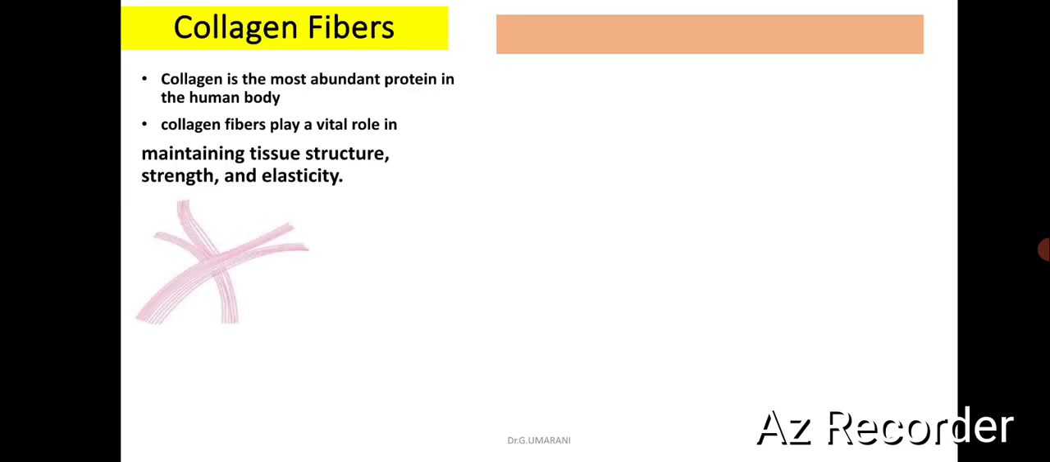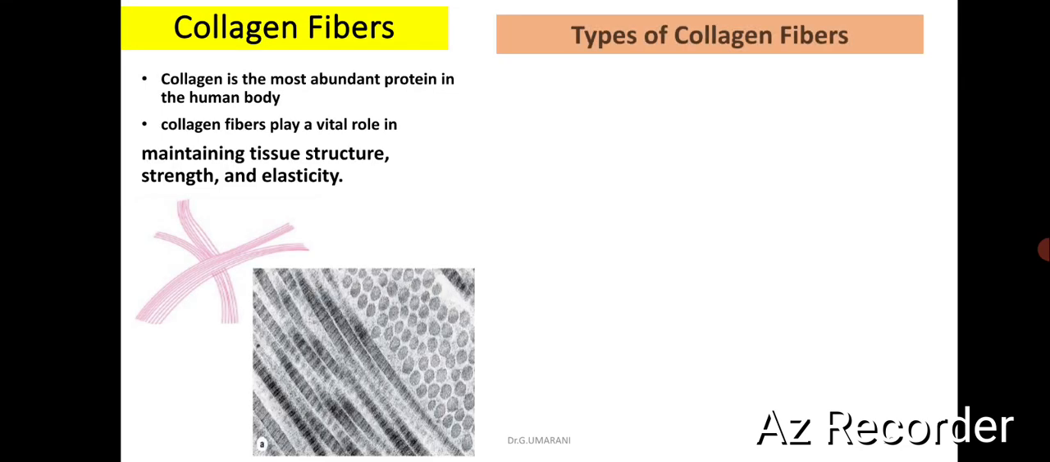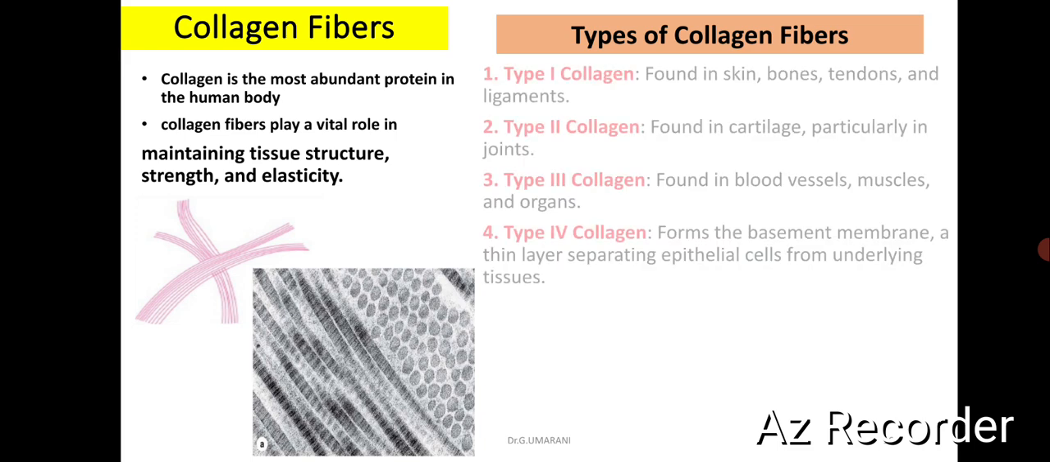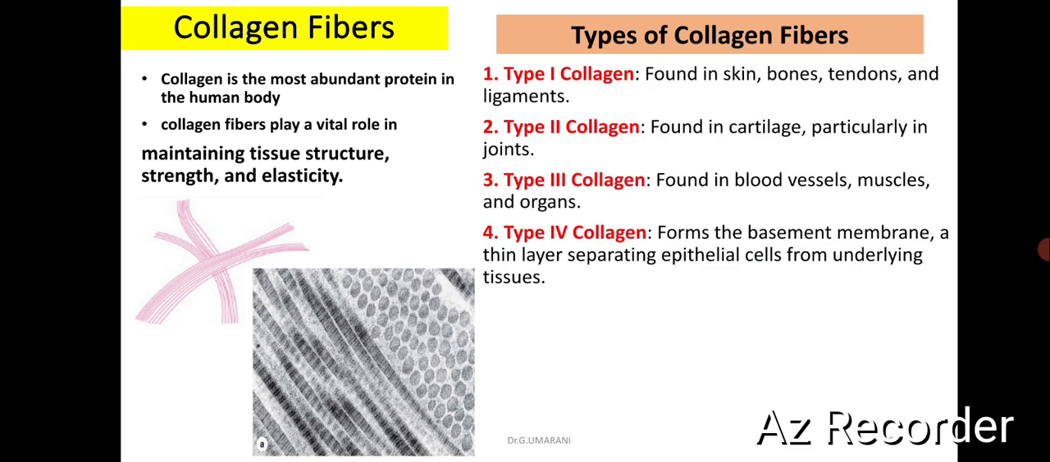So this is the image. These collagen fibers appear as bundles. There are 4 types of collagen fibers: type 1, type 2, type 3, type 4. In the skin, bones, tendons and ligaments, type 1 is present. In cartilage, particularly joints, type 2 is present. In blood vessels, muscles and organs, type 3 is present. And type 4 forms the basement membrane, a thin layer separating the epithelial cells from underlying tissues.